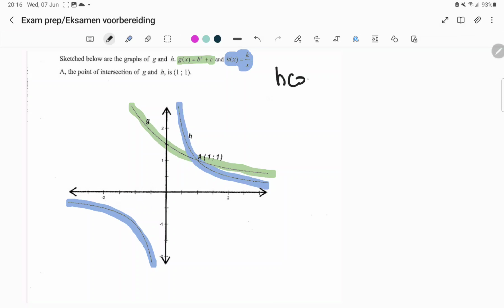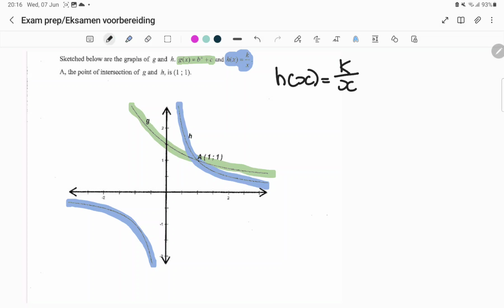Alright, now let's quickly do h of x first. So at the moment I have that it is k over x. Now, no asymptote has been indicated, so I know that my asymptote is actually the line y equals 0. That's why they did not give us a q, because there isn't. Your q is at this moment 0. So you can either write plus 0 or you can just take it away.